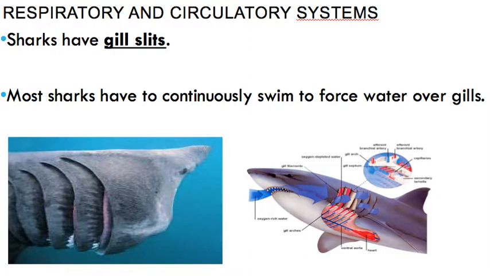For sharks, they're going to have gill slits, which are different than the gills of bony fish. And then sharks actually are going to have to continuously swim in order to force water over their gills. If they're not continuously swimming, then they're unable to take in oxygen from the water. Once they've already pulled the oxygen out of that one spot and given off carbon dioxide, they've got to go to a new spot. They can't just sit in that one spot and expect to have oxygen to breathe.